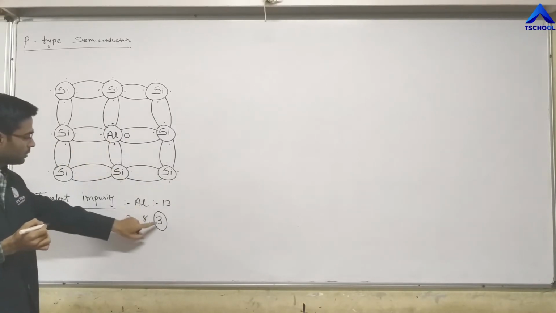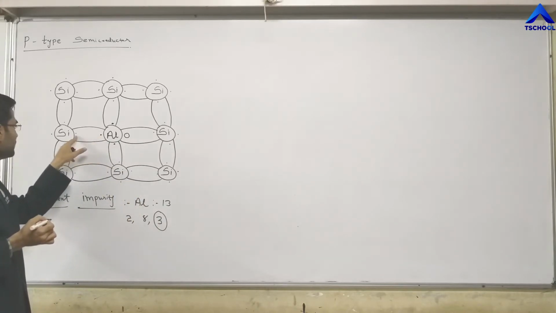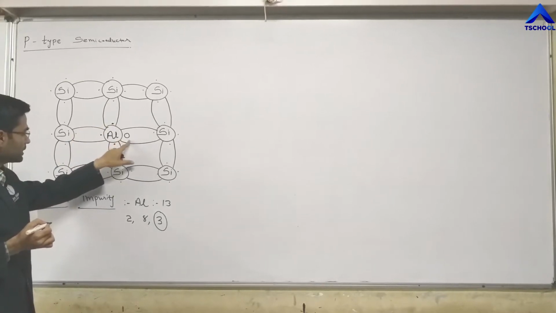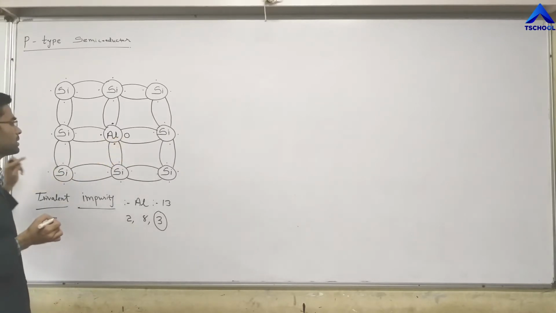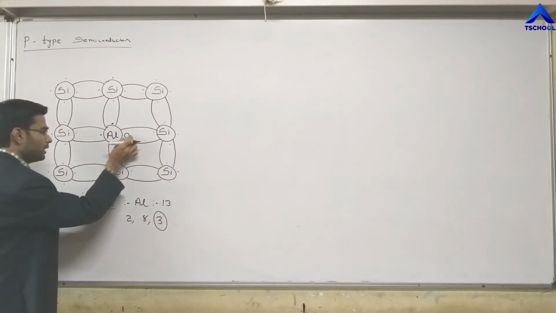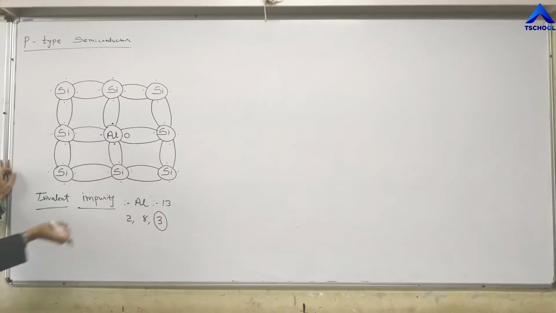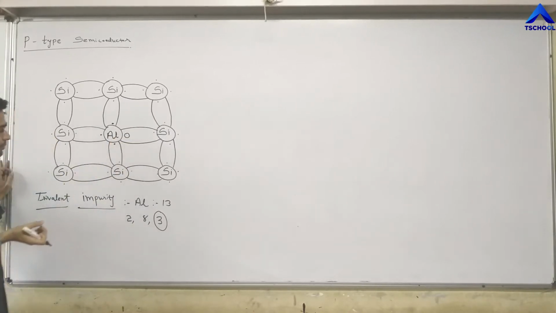Aluminum, having 3 valence electrons, participates with the neighboring silicon atom, shares 1 electron and forms a covalent bond. And at the fourth place, the deficiency of the electron means a hole. The ability of a hole is that it will attract the electron.